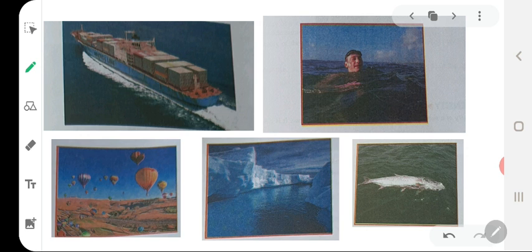So these are a couple of examples that we can understand with the help of the concept of Archimedes principle. So that will be all for this lesson.